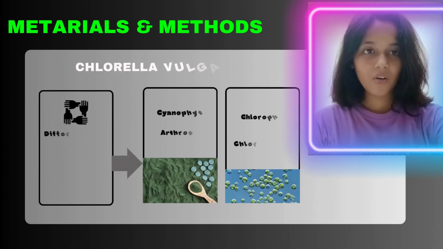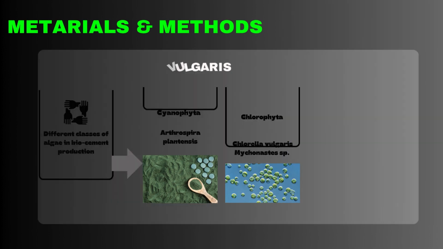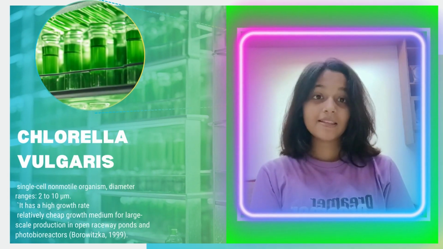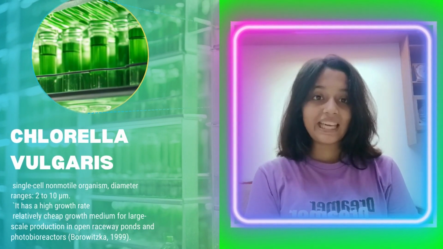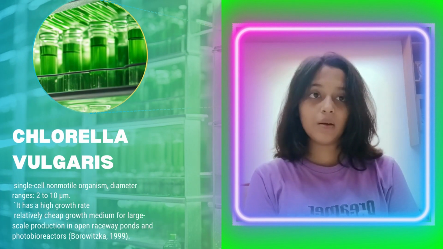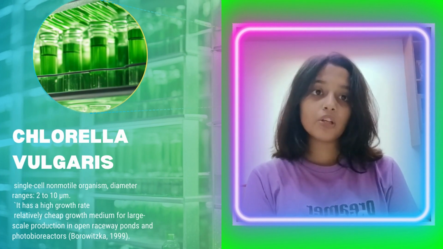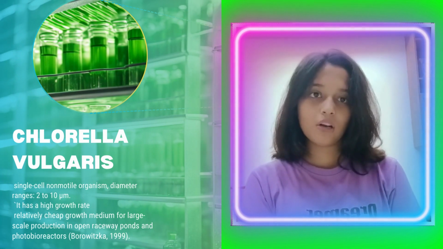So, the star of our today's project, the biocement, is Chlorella vulgaris. It's a microalgae. Chlorella vulgaris is a single-cell non-motile organism. Diameter ranges from 2 to 10 micrometers. It has a high growth rate with relatively cheap growth medium for large-scale production in open reservoir ponds and photobioreactors, and for which reason we are using this Chlorella vulgaris.